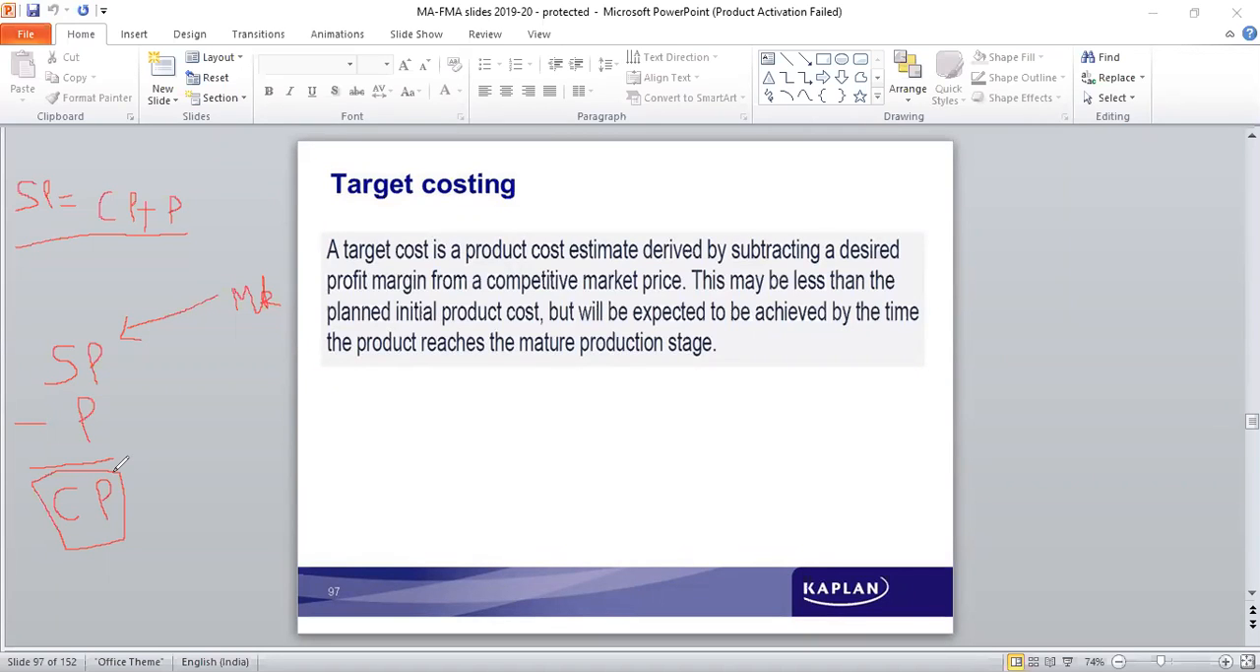So also now the business has a target. The target is this cost price, which is arrived at by deducting the profit margin from the selling price. So they have to ensure that they cut down all their costs, or spend in such a way that their actual cost is equal to this targeted cost price.